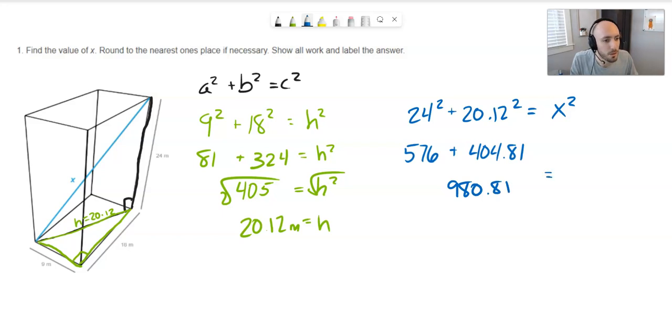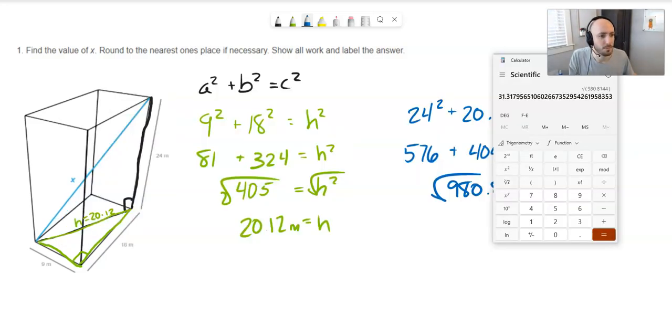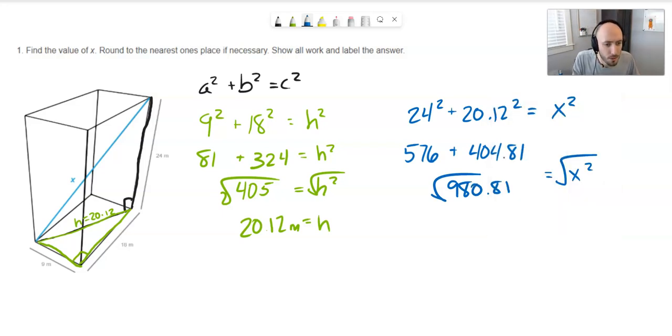980.81 equals x squared. And the last thing we need to do here is take the square root of both sides again. So I'm going to take the square root here. And that gets me 31.32 approximately. 31.32 equals x. And this is meters. And we're told to round to the nearest ones place, so this would be approximately 31. So x is approximately 31 meters.